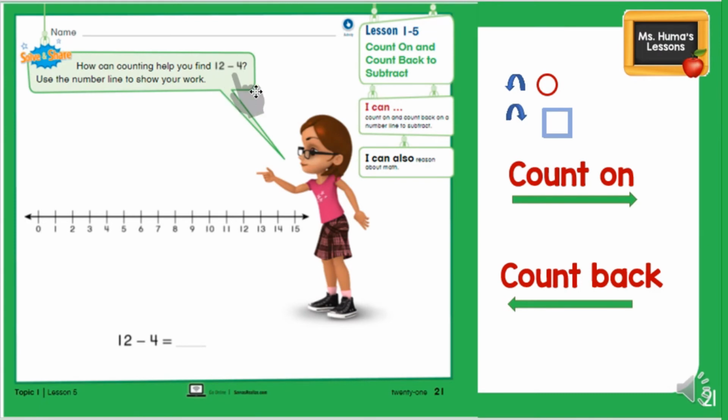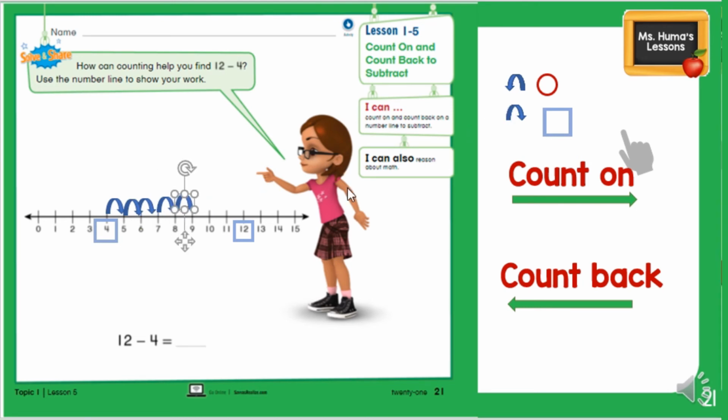Now I can solve this problem 12 minus 4 in both ways, by counting on or counting back method. Let's see if I want to make it in the count on way. I'm going to see which is the smaller number. Here I've got the smaller number 4, and I have to see the larger number. Here I've got the larger number 12. Then I'm going to start jumping in the forward direction or count on method. Then I have to count the number of jumps.